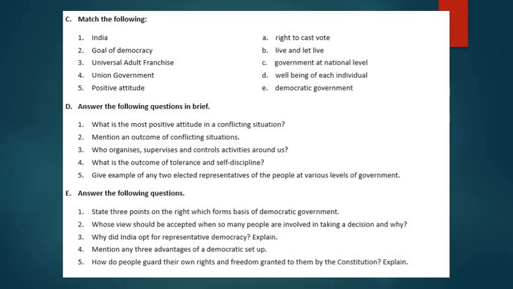I'll repeat it again. 3 points on the right which forms basis of democratic government are equality, fraternity and justice. Now come to question number 2. Whose view should be accepted when so many people are involved in taking a decision and why?